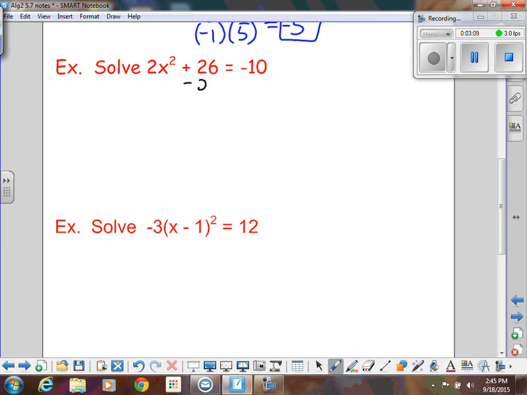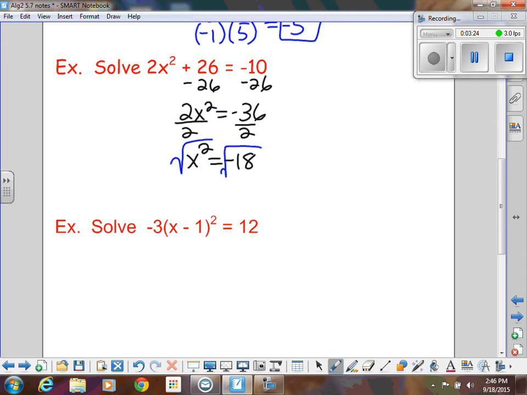So I'm going to subtract the 26 first. And I have 2x squared equals negative 36. Divide both sides by 2. So I have x squared equals negative 18. So now I'm ready to take the square root on both sides. And so I get x equals plus or minus the square root of negative 18. So I need to break up that square root of negative 18 into negative 1 and the square root of positive 18. So we know that this square root of negative 1 is i.